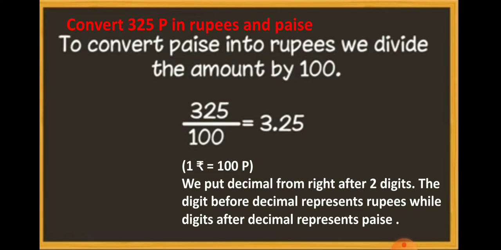Now convert 325 paise into rupees and paise. To convert paise into rupees, we divide the amount by 100. So you can see we are dividing 325 by 100. Now we will put the decimal after 2 digits from the right, and so our answer will be rupees 3.25, or you can also say it is rupees 3 and 25 paise.